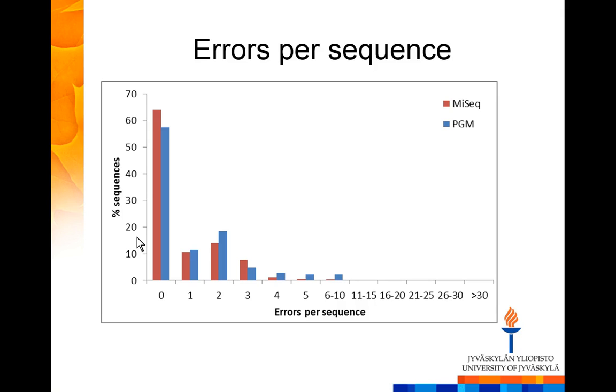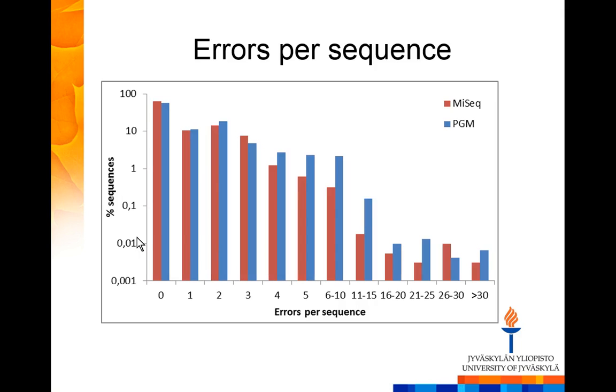Of course, you don't see these categories very well. It doesn't seem like there is anything there, but actually there is. So when you put this scale as logarithmic, you see that actually there is not a big percentage, but anyway, a significant amount of sequences that have lots of errors with both sequencing platforms.